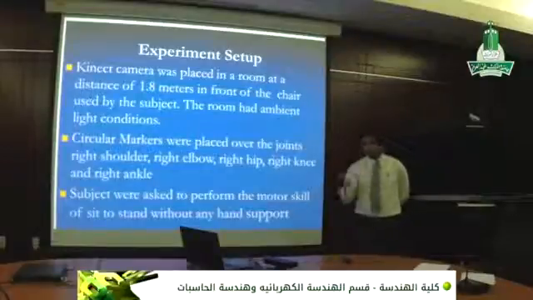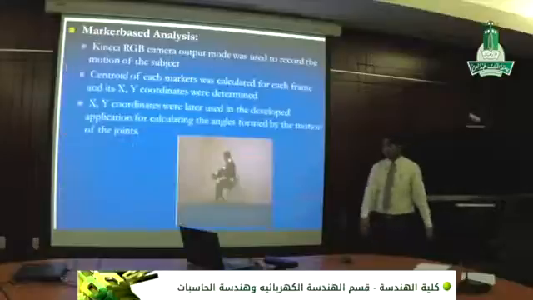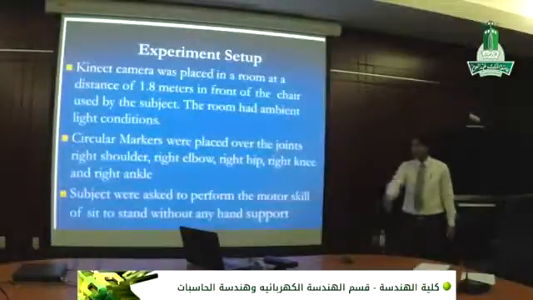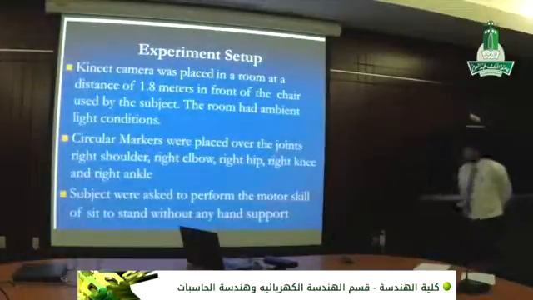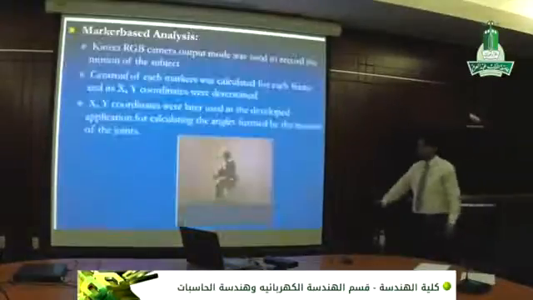For the experiment setup, the Kinect camera was placed at a distance of 1.8 meters from the subject, and the room had ambient conditions. Circular markers were placed over the joints: the right shoulder, right elbow, right hip, right knee, and right ankle. The subject was asked to perform the motor skill sit to stand without any hand support.